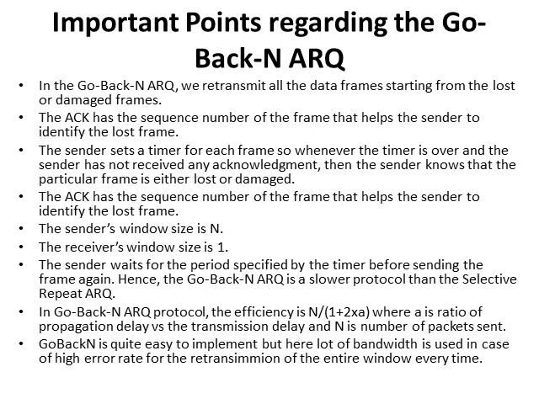In go back N ARQ, we retransmit all the data frames starting from the last or damaged frame. The acknowledgement has the sequence number of the frames that helps the sender to identify the last frame. The sender sets a timer for each frame, so when the timer is over and the sender has not received any acknowledgement, the sender knows that the particular frame is either lost or damaged.